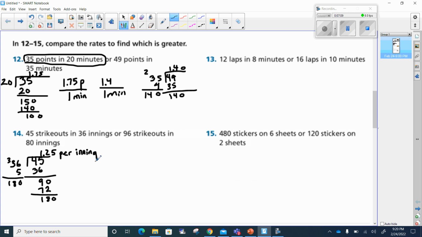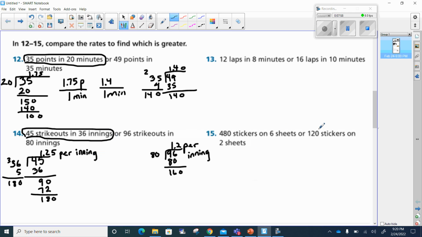Okay, per 1 inning. All right, so let's try this other one. This is going to be 96 strikeouts in 80 innings. Well, you know that 80 goes into 96 one time, leaving me with 16. When I add a 0, 160, which would be 0.2. So that's only going to be 1.2 strikeouts per inning. Which one is greater? Well, the first one, of course, 1.25. So 45 strikeouts in 36 innings will be greater.